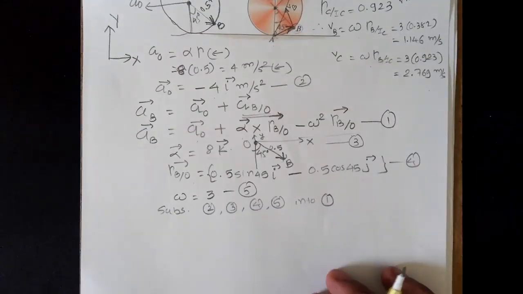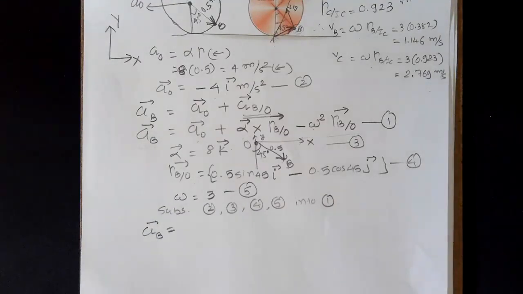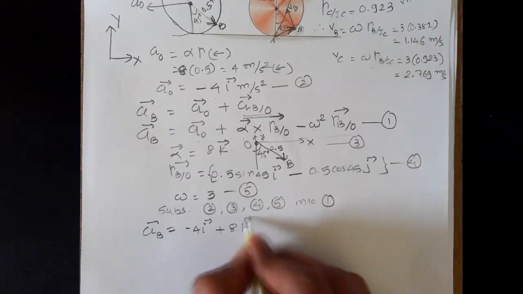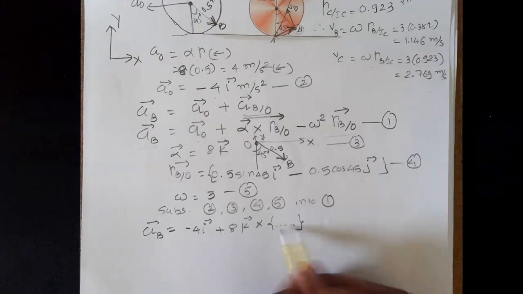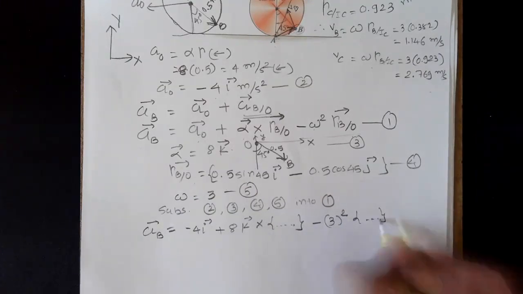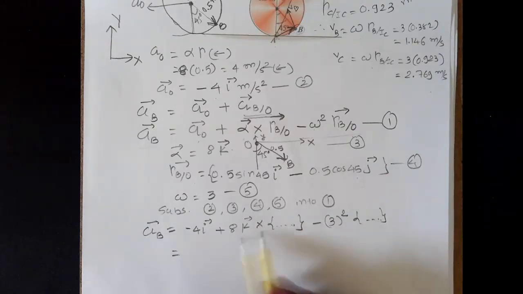So let me slide the paper up. When we do this, we'll get acceleration of B is equal to minus 4i plus 8k cross this curly bracket here. To save space, I'll just write curly bracket. This curly bracket is rB with respect to O, minus 3 square, which is omega square, and once again this curly bracket, and the curly bracket is this whole thing. Okay, and when you expand this using cross product rule, it's k cross i, and that's j, and it's k cross minus j, which is positive i, and then you solve this part as well, same as the previous example, and you combine all i and j parts.